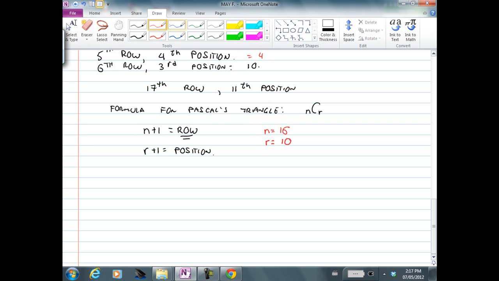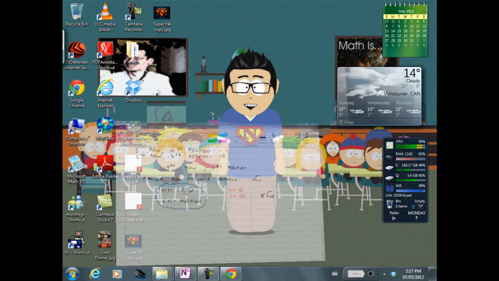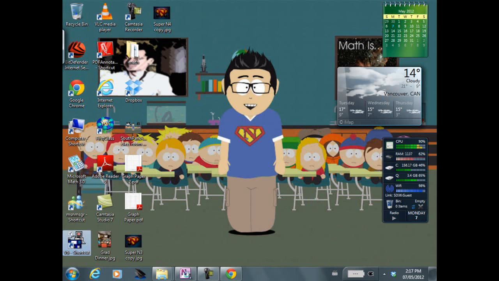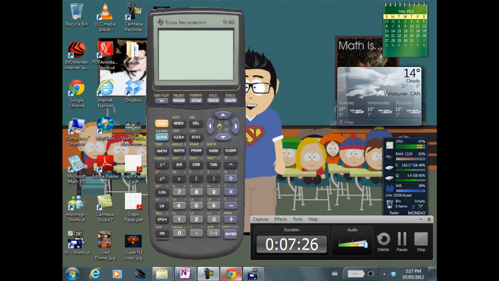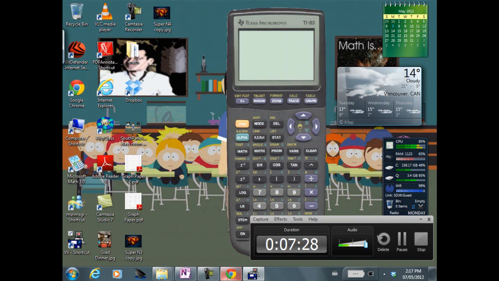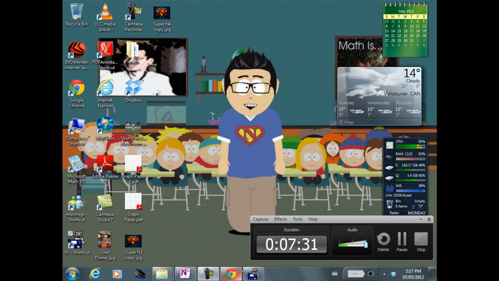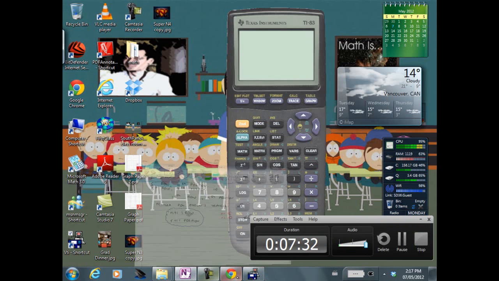R, this is why people make mistakes right here. Because they think N and R, they can't get these numbers. So N plus 1 is your row. R plus 1 is your position. So we just punch in our calculator now. 16 C 10. Is it that hard? No, not really. Can't you just give us a formula? Oh, please. NCR equals Pascal's triangle. You really need that? N plus 1 equals row. No, you can figure it out on your own.